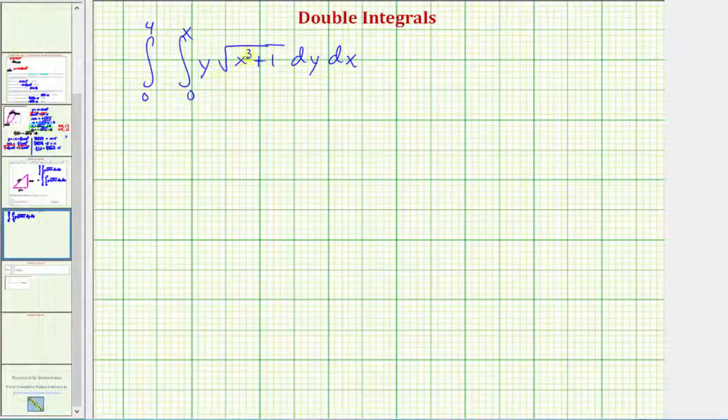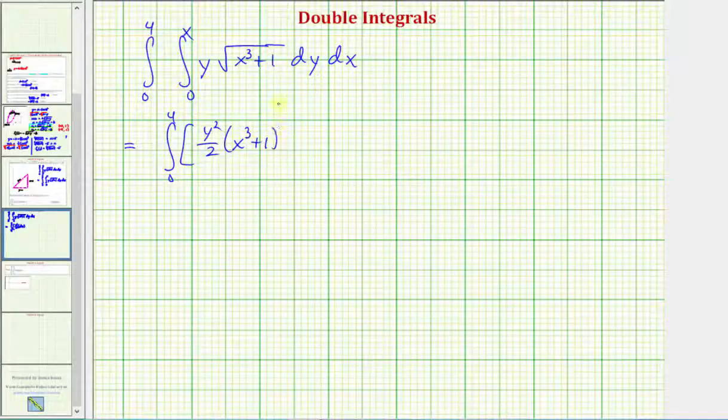Integrating with respect to y, treating x as a constant, we're just going to have y squared divided by 2 times the square root of the quantity x to the third plus 1. And I'm going to write the square root as a rational exponent, so we'll have times the quantity x to the third plus 1 to the 1/2. Now these are limits of integration for y, so substitute x for y, then 0 for y, and then find the difference. And let's go ahead and factor out the 1/2, so we'd have 1/2 times the quantity.